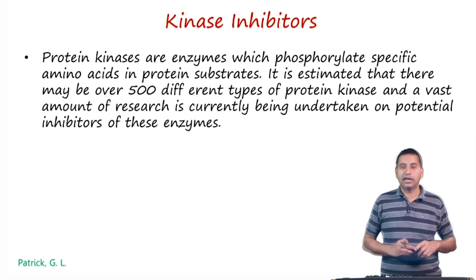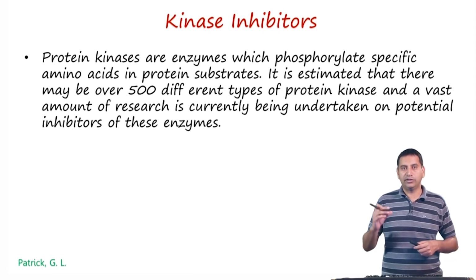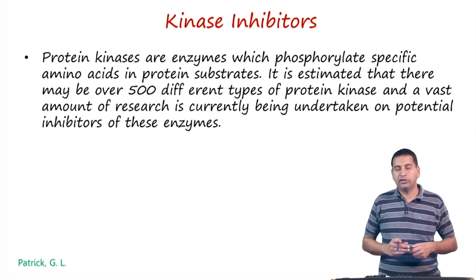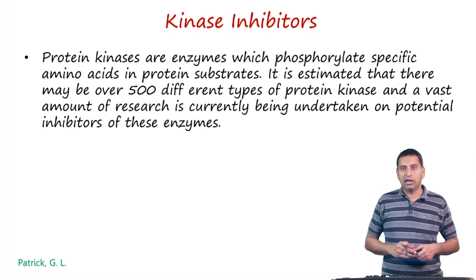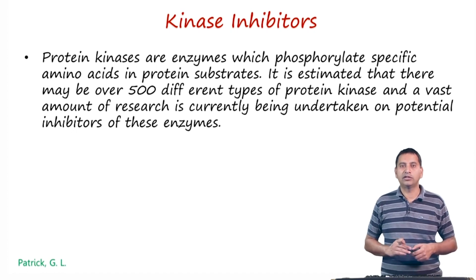You could also have kinase inhibitors. As we discussed in detail, a number of the signaling processes are mediated by kinases, and these phosphorylate very specific amino acids in protein substrates. There are estimates which say that there are more than 500 different types of protein kinases, and a large amount of work is being done to study as well as inhibit these enzymes.